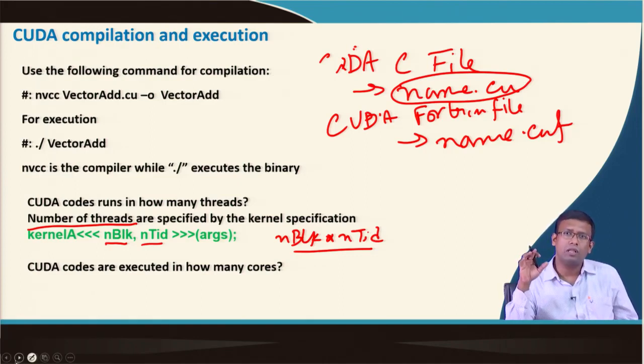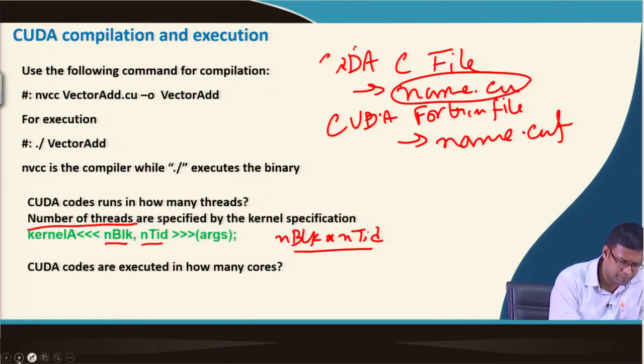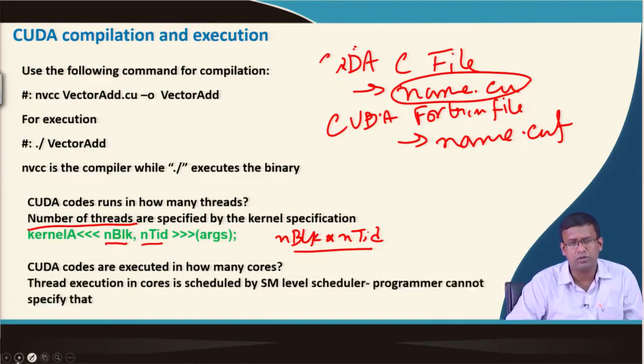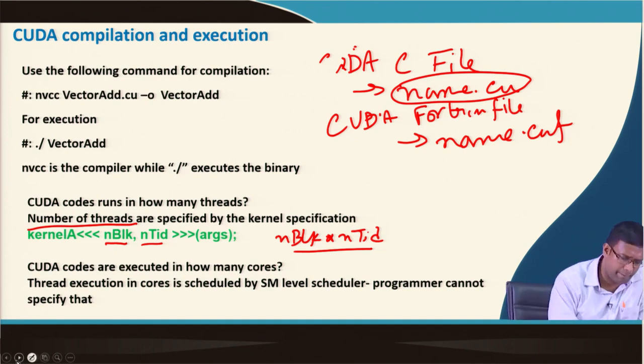So, they run over all the cores, but there is scheduling of the threads as well as scheduling of the active cores. Thread execution in cores is scheduled by the streaming multiprocessor level scheduler. The programmer cannot specify which core will be active and which thread will go to which core. Also, the programmer cannot identify which core is running which thread. This is controlled by the SM level scheduler.